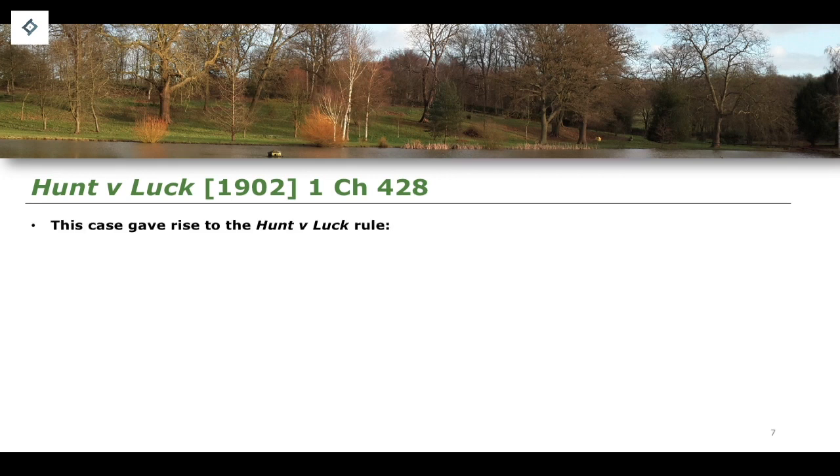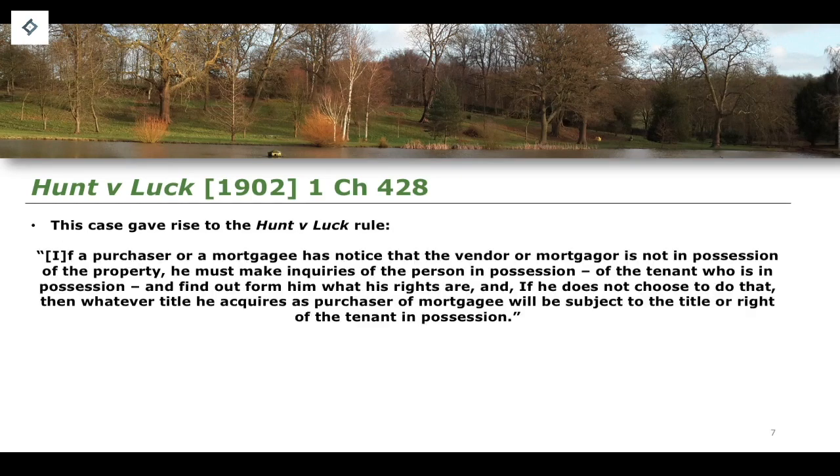This gives rise to the Hunt and Look rule, which essentially tells us that if a purchaser or a mortgagee has noticed that the vendor or mortgagor is not in possession of the property, he must make inquiries of the person in possession, of the tenant who is in possession, and find out from him what his rights are. And if he does not choose to do that, then whatever title he acquires as a purchaser or mortgagee will be subject to the title or right of the tenant in possession.